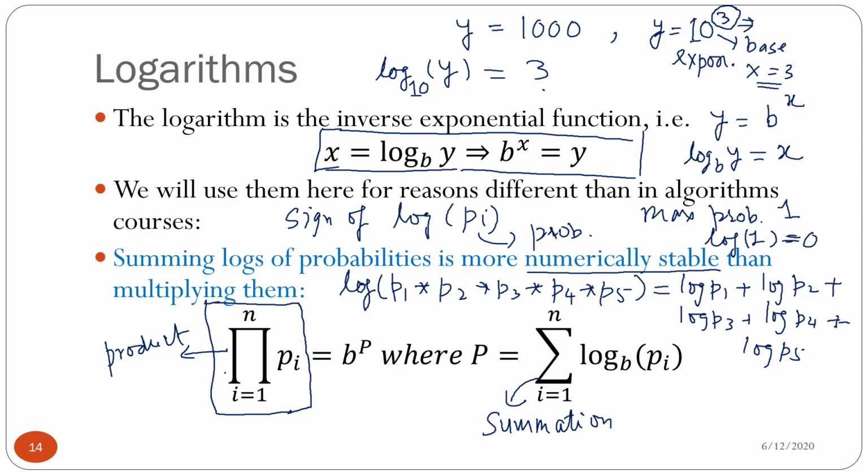So that's what we are doing here. When you do the log of this expression, then that will boil down to the summation from i equal to 1 to n of log of pi base b. B is some base that we are using. Alright, now when you can do all these things, what is P? P is this term. P is in fact the log of the probability that you were required to compute.